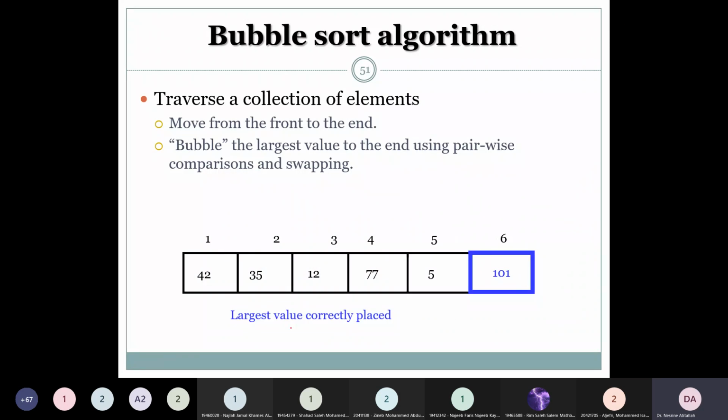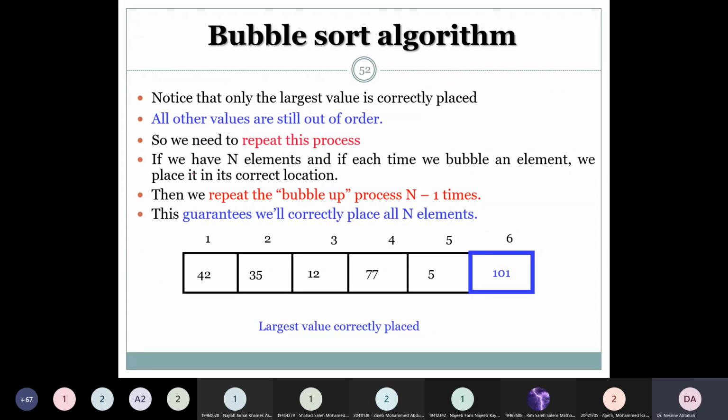Now I will do the same thing. Notice that only the largest value is correctly placed, all other values are still out of order. So we need to repeat this process. If we have n elements, each time we bubble an element, we place it in its order. So we will repeat the bubble up n-1 times. This guarantees we will correctly place all n elements.